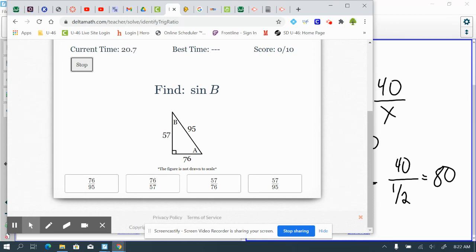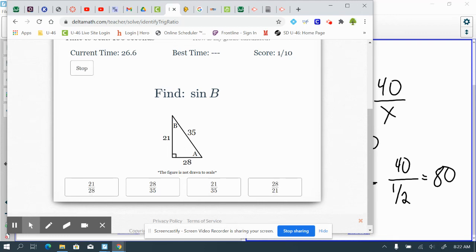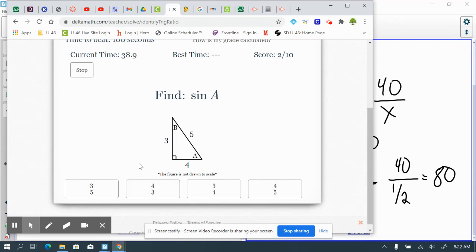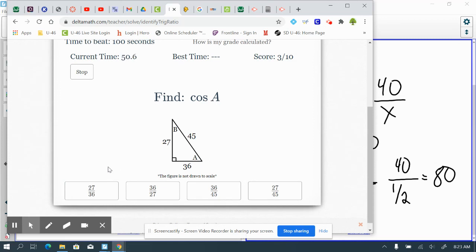So sine of B, sine is opposite over hypotenuse. So 76 divided by 95. And then sine of B, here's B, so 28 over 35. Sine of A, sine, again, still opposite over hypotenuse. So the opposite of A would be 3, and the hypotenuse is 5. Cosine, finally. Cosine is adjacent over hypotenuse. So adjacent to A is 36, and the hypotenuse is 45. So 36 over 45.